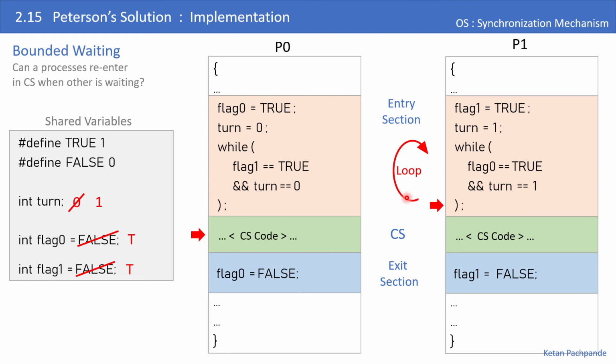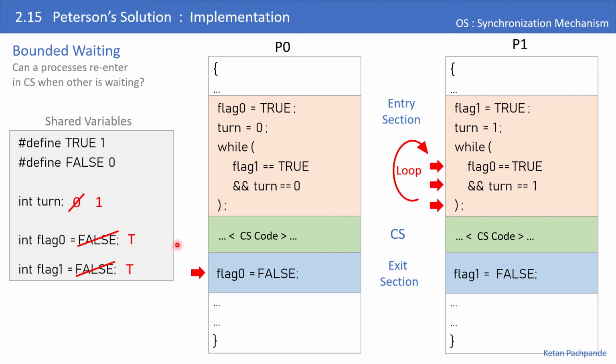Now the situation is P0 is in the critical section and P1 is waiting in the entry section. Now let us try to put the process P0 again into the critical section, and depending on that answer, yes or no, whether it is able to enter into the critical section or not, we will say that bounded waiting is guaranteed or not. So let me proceed with the process P0.